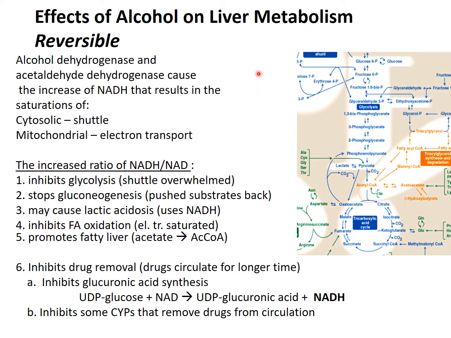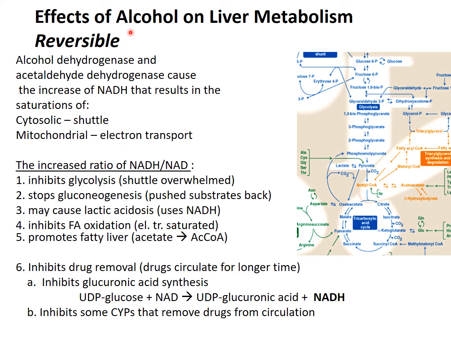Now, let's see what are the consequences in liver metabolism if alcohol is consumed. I called it a reversible reaction, but please remember everything is in moderation, and then it will be reversible, okay? So, alcohol dehydrogenase and acetaldehyde dehydrogenase produce NADH. The cytosolic shuttle system will help to reoxidize NADH to NAD, and the electron transport system in the mitochondria will help to reoxidize NADH to NAD.